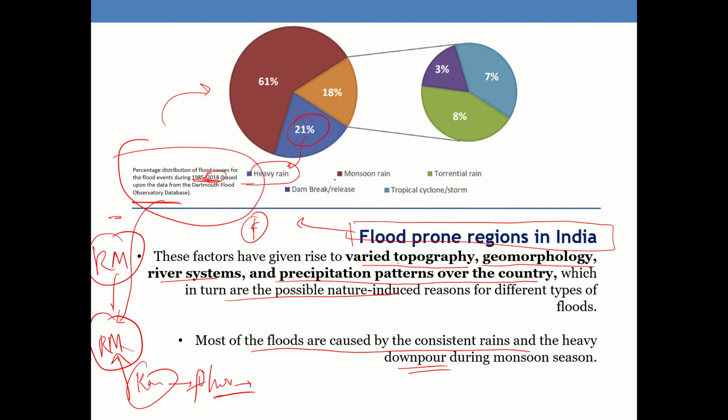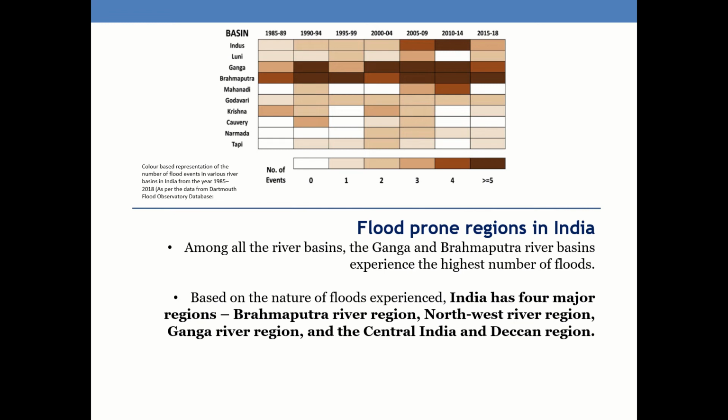So if you see, 21% of it is because of the heavy rain. Monsoon rain constitutes 60% plus, and the other 18% is divided among failure of dams, tropical cyclone, and excess rain that we receive, which is quite unusual compared to monsoon rains. So still, 60% of the flood is caused by the monsoon only, and that's how the historical data shows.